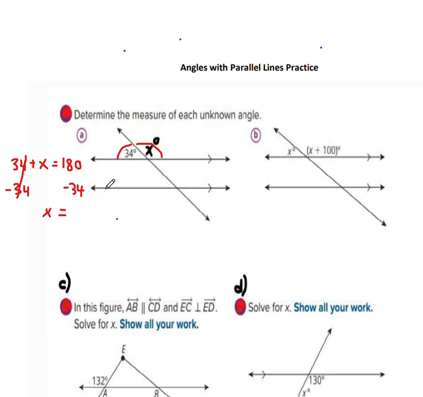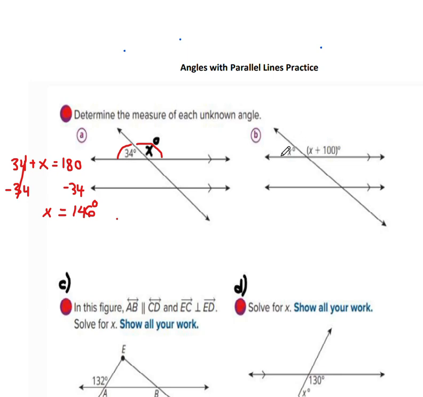So essentially what we did here was to apply a very common geometric principle, which is that angles on a straight line form linear pairs and therefore add to 180 degrees. So this is 146 degrees. That's the missing angle, angle x. Now let's look at B.